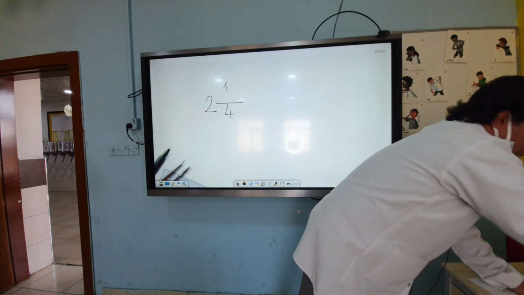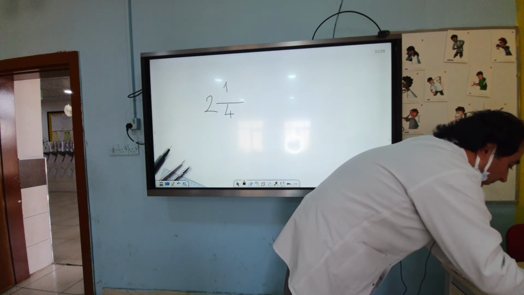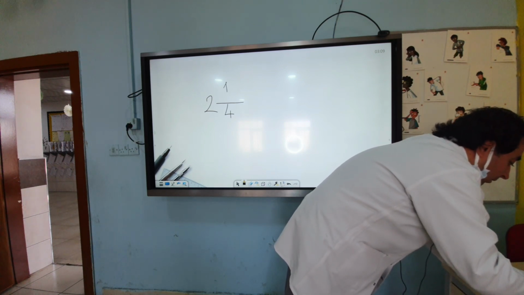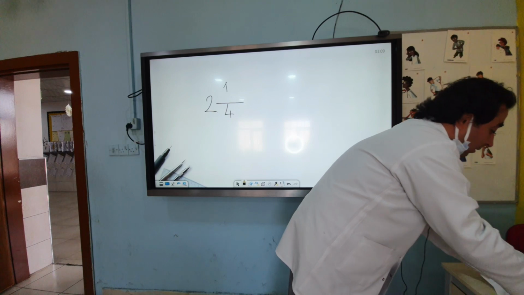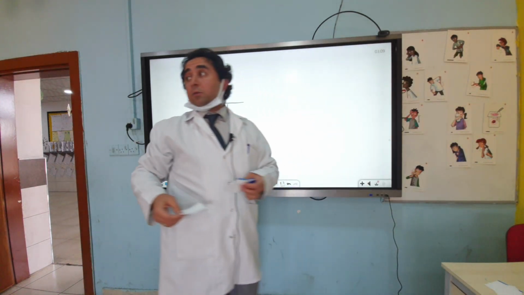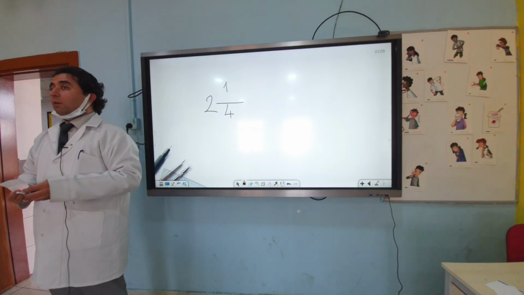Haven't you got a pencil? Yes, you can color it easily with your colored pencil. Why, Jafar? Why are we coloring just one? Because the numerator says color. Why? Because the numerator says color one of it.